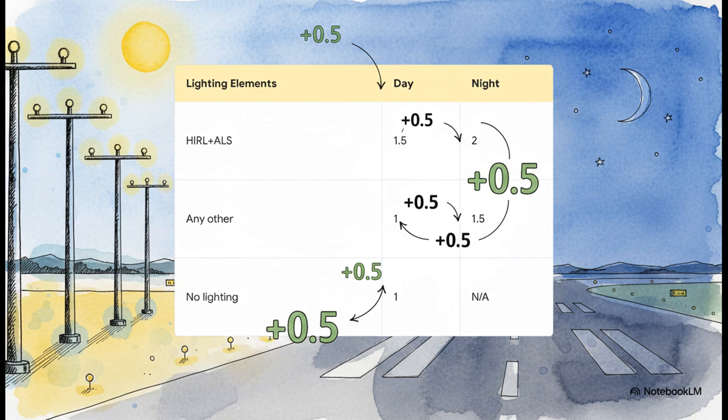So basic lighting during the day is 1. Basic lighting at night, 1.5. HIRL plus ALS during the day is also 1.5. And the absolute best setup, HIRL plus ALS at night, gets you a multiplier of 2. Seriously, just remember that plus 0.5 rule for night and better lights, and you're golden.